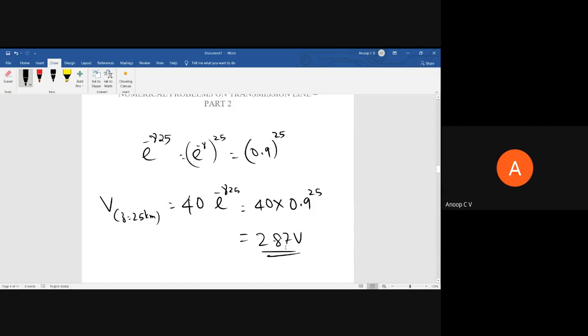That's it. So all of you understood this problem? It's a bit tricky question. Any doubt in this? What we have done is, from whatever data we were given, we have written the expression. From that we got e power minus gamma into 1 kilometer is 0.9. Then e power minus gamma into 25 kilometers should be 0.9 to the power 25.